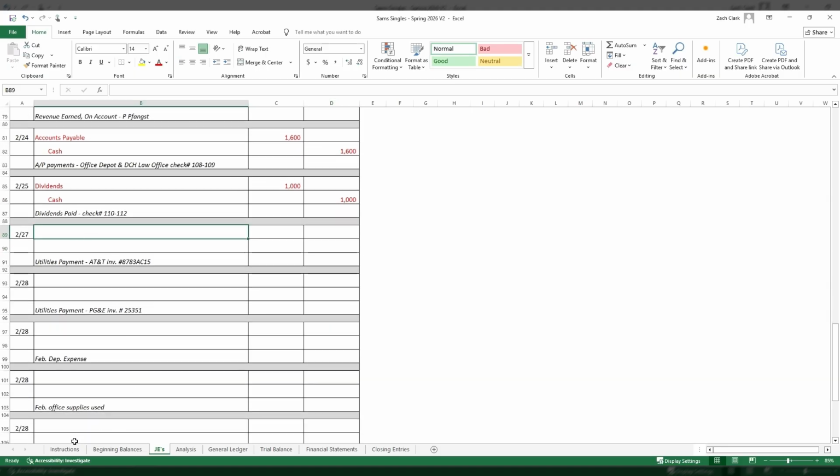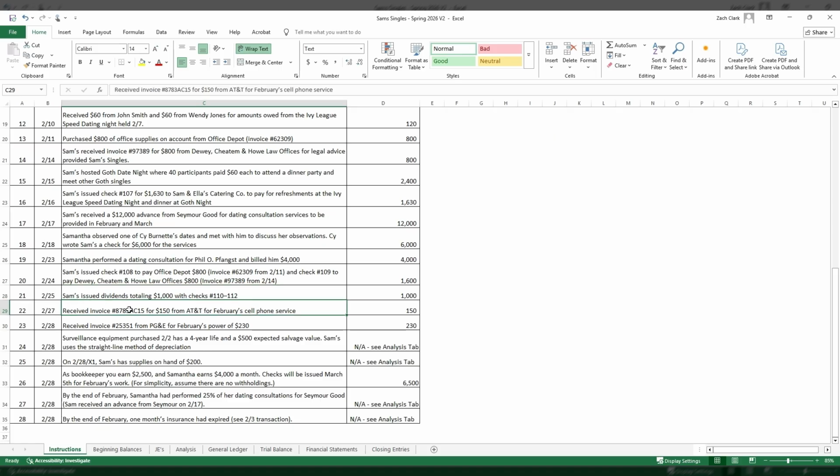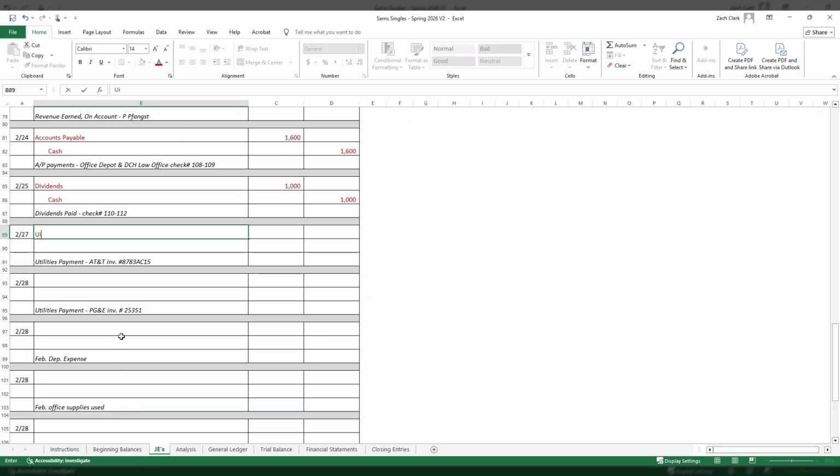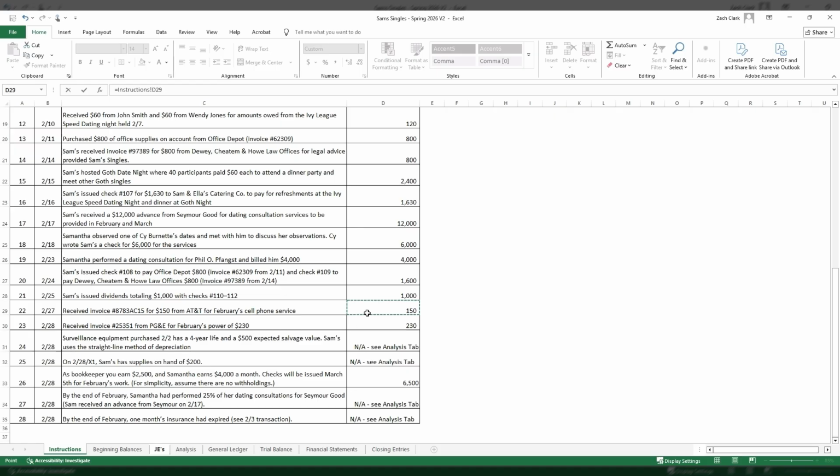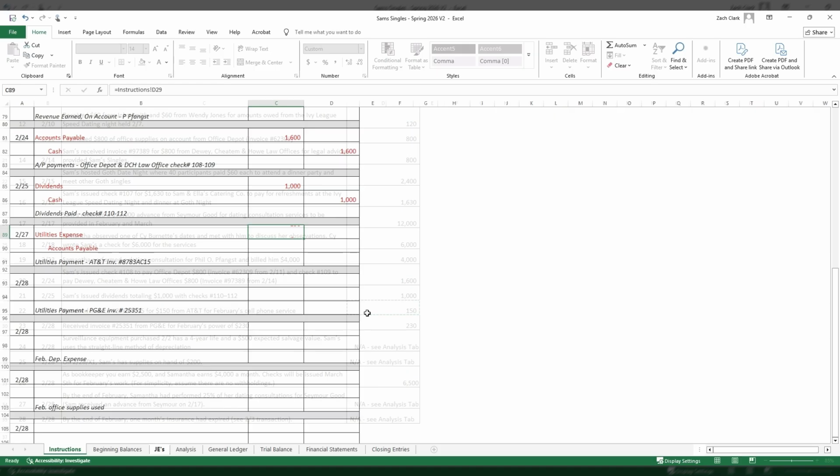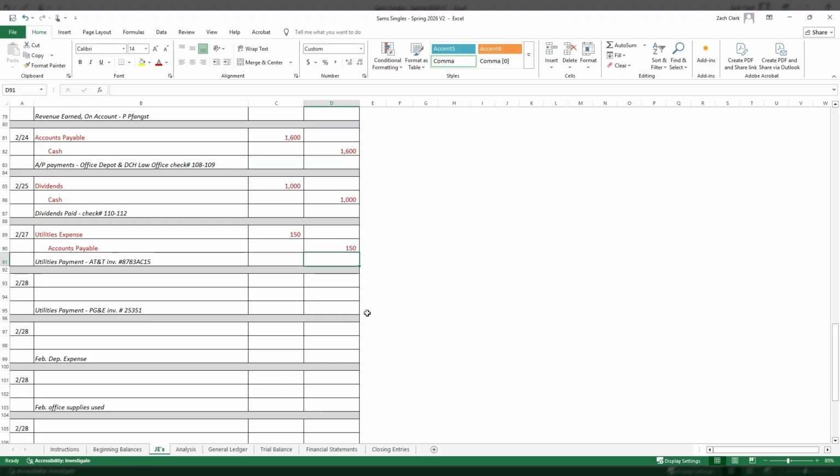Okay, on the 27th, let's look at our instructions here. We received an invoice for $150. So let's go back here, and we're going to use utilities expense as our expense account. And we didn't make payment yet, so we're doing accounts payable. Make sure I got that in the right spot. Yep. Okay.